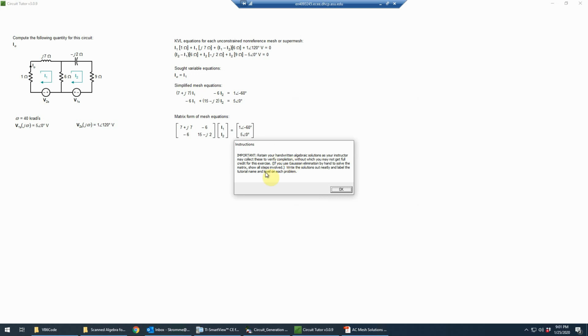Okay, and your instructor might ask you to turn in the handwritten algebra work that you do. If so, then retain that and turn that into them on request. And if not, you might want to keep that just really for your own records. So when you're studying, you have a record of how you did the complex algebra so you can remember how to do that.